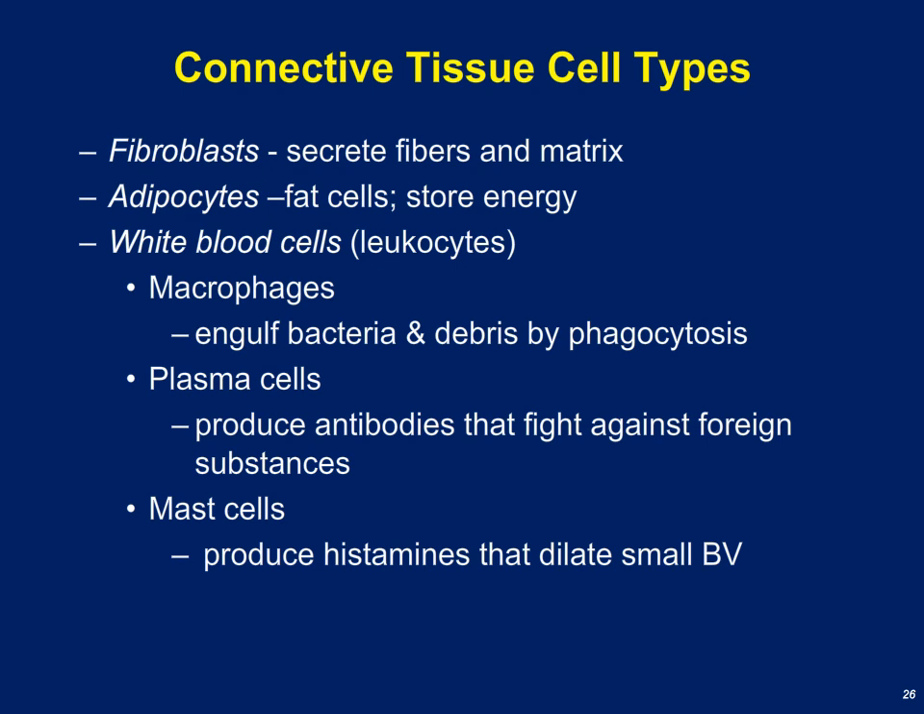And finally, we have something called mast cells. And mast cells produce histamines, which are essential in initiating the inflammatory response and also regulating blood vessel diameter.